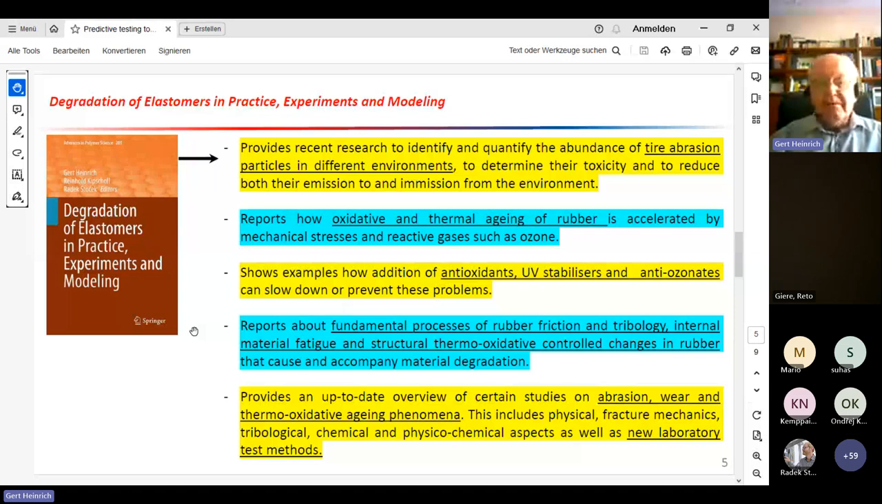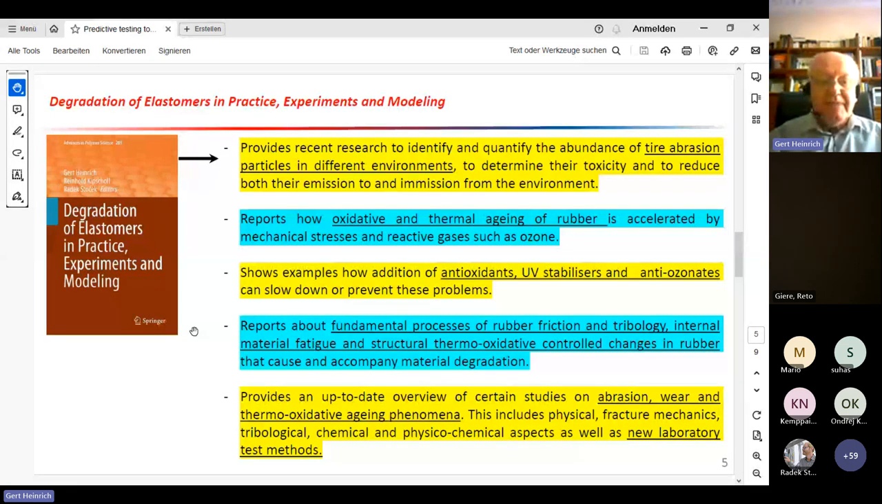Furthermore, this book reports about fundamental processes of rubber friction and tribology, about internal material fatigue and structural thermo-oxidative changes in rubber. All these effects, you know that maybe better than me, cause and accompany the material degradation, which is a very important issue, especially in the rubber industry and especially in the tire industry.